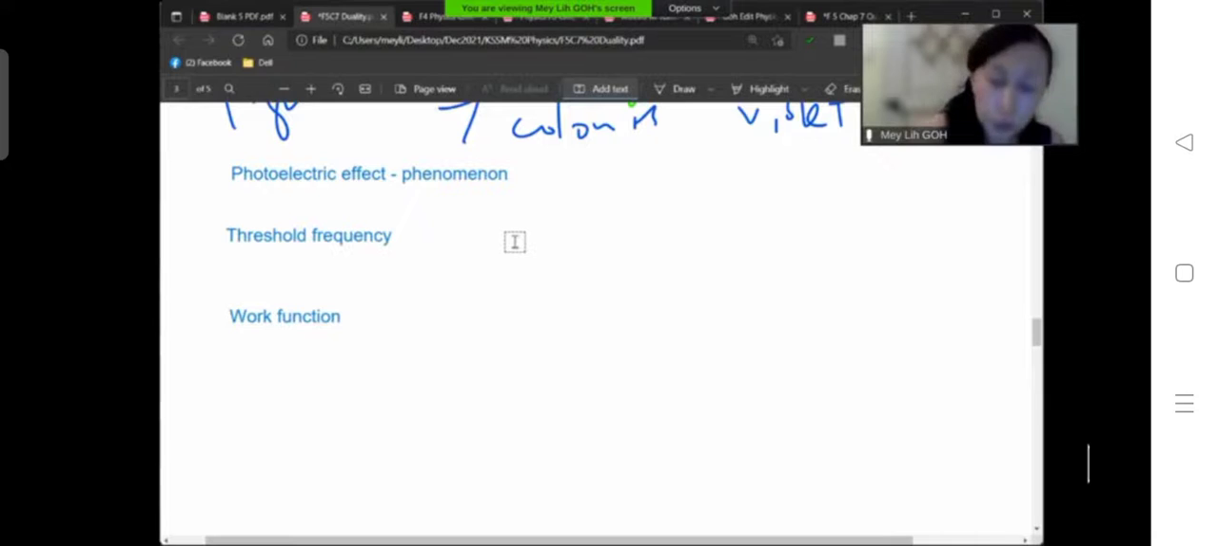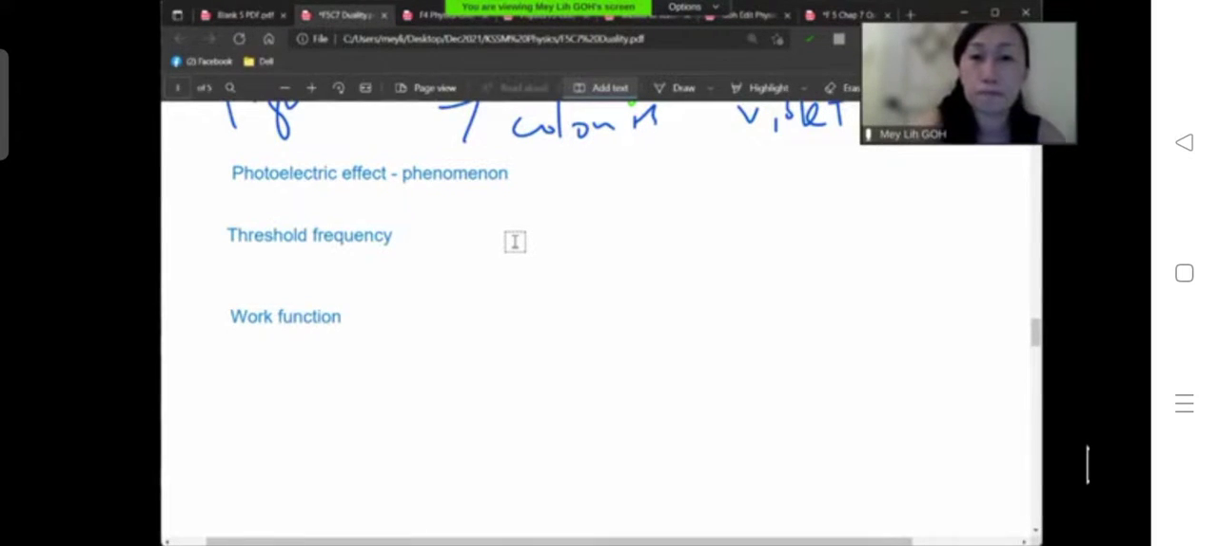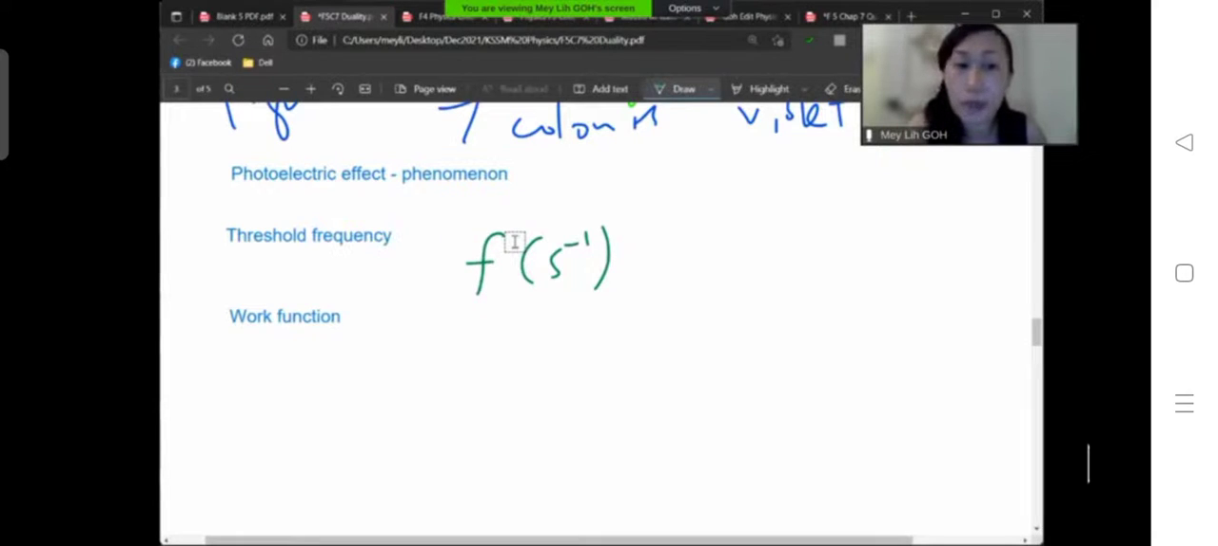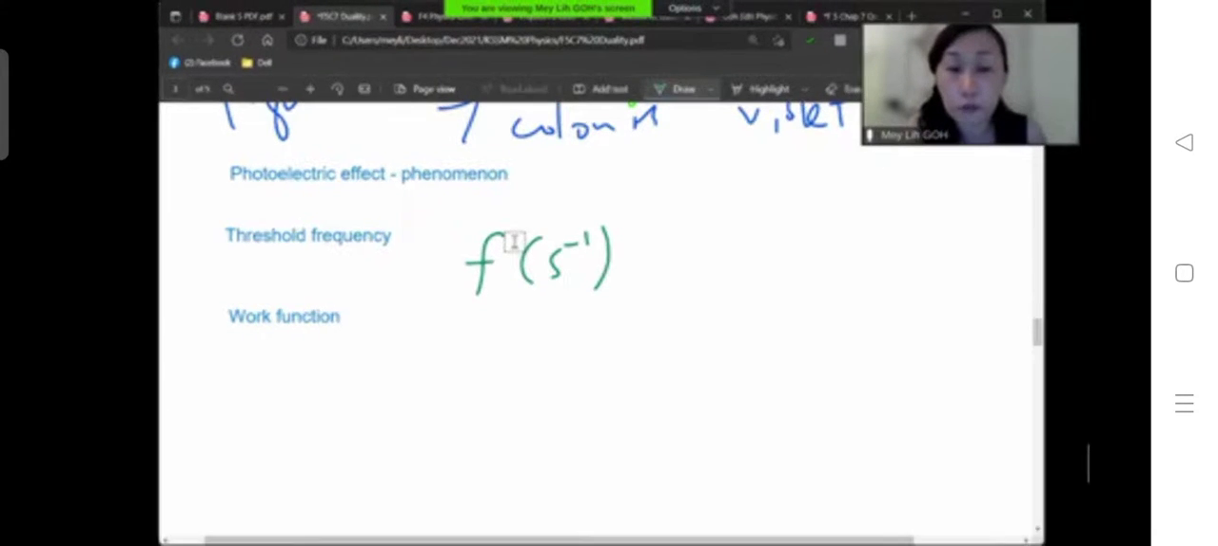Now, threshold frequency. It's the frequency that you need in order for photoelectric effect to take place. It's a frequency. Threshold frequency is a physical quantity. It's a measurable number. It's a certain number, the frequency or the color of the light at which photoelectric effect will take place. What is work function? Work function and threshold frequency are together. They are a certain point for photoelectric effect to take place.